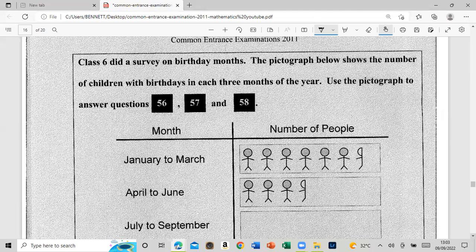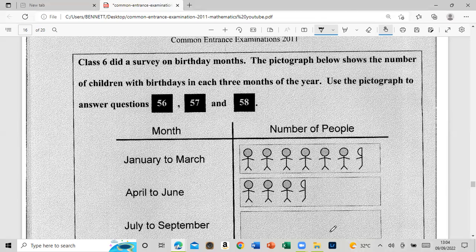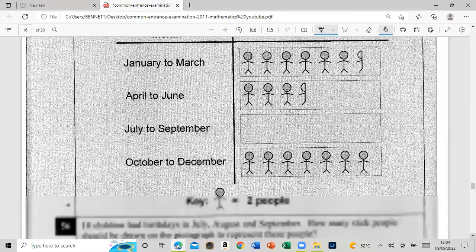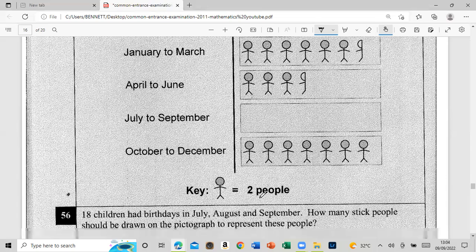Alright, let's look at this one now. Class 6 did a survey on birthday months. The pictograph below shows the number of children with birthdays in each of 3 months of the year. Use the pictograph to answer 56, 57, and 58. So it's going to follow 3 questions, alright? Let's see the month and the number of people. Let us see what each diagram represents. That's the first thing. Always go to the key. So the key says one of this is 2 people.